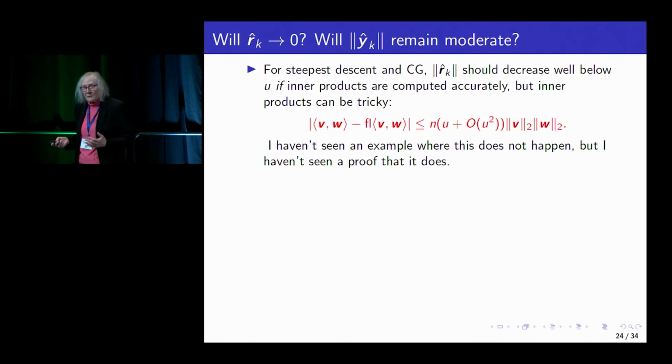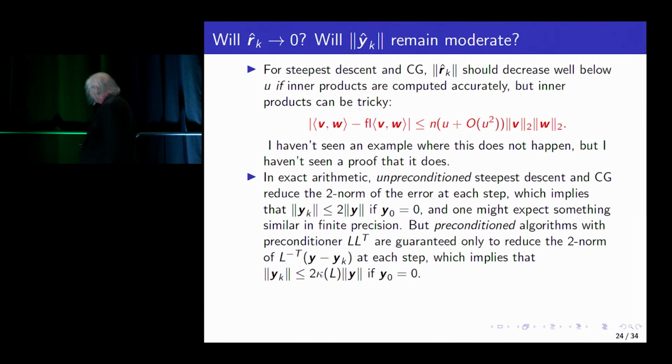But inner products can be a little tricky. You can't guarantee in finite precision arithmetic that you get something close to the true inner product. There could be a lot of cancellation among terms. So the bottom line is, I haven't seen an example where this does not happen, but I also haven't seen a proof that it does. There's some work by Vojniakovsky on a variant of conjugate gradients in which he says something like this, but he doesn't really establish that the updated vectors do become less than the machine precision.